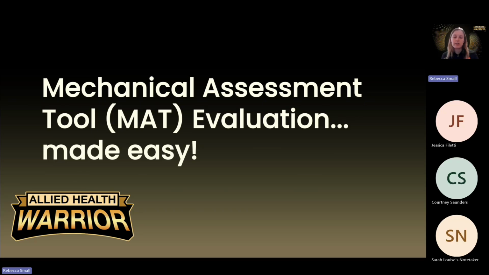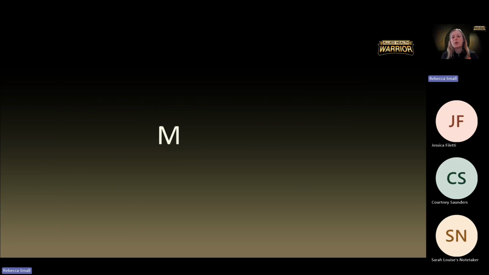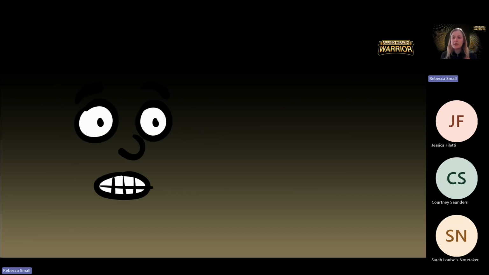So, welcome everyone to our first live presentation on the mechanical assessment tool, or MAT, evaluation. Today we're putting that fearful MAT evaluation into easy mode. I like to call it MOVE, M and A test, MAT, rather than those big long words. It's not the official name, but I like to think of it this way to get down to the crux of what we're actually aiming for in a MAT evaluation, so we don't get caught up in technicalities or terminology. Today we are breaking down the basics of a physical or postural assessment, such as a MAT.